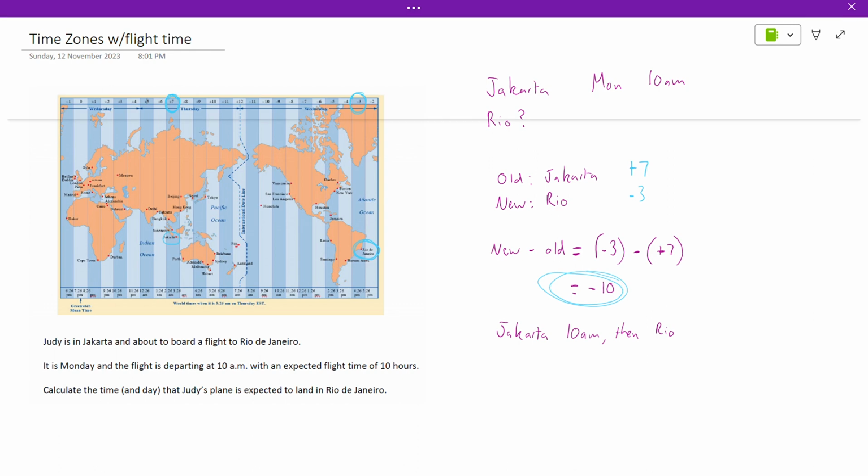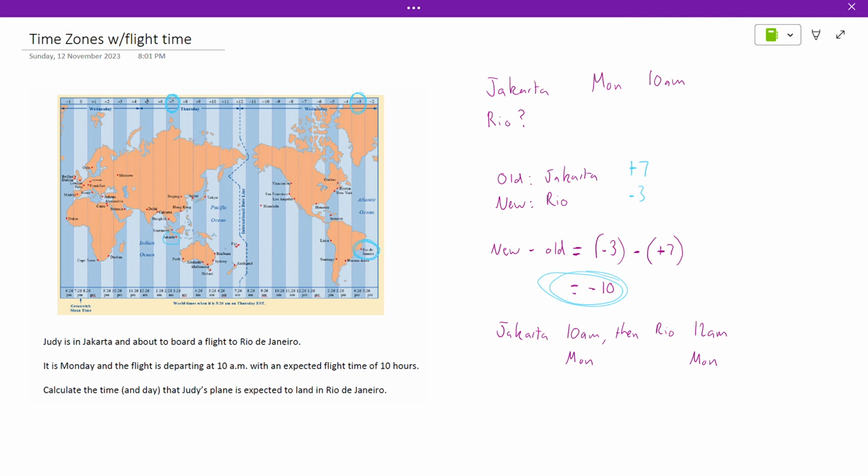So if I'm at 10 a.m. and I go back 10 hours, that is the same thing as 12 a.m. That's kind of midnight on the same day. So remember, Jakarta is Monday at 10 a.m. Monday. So Rio is at the same time, not including the flight time yet. Rio is 12 a.m. on Monday.